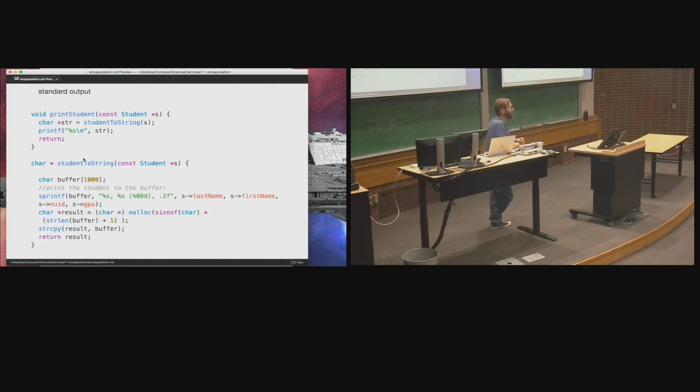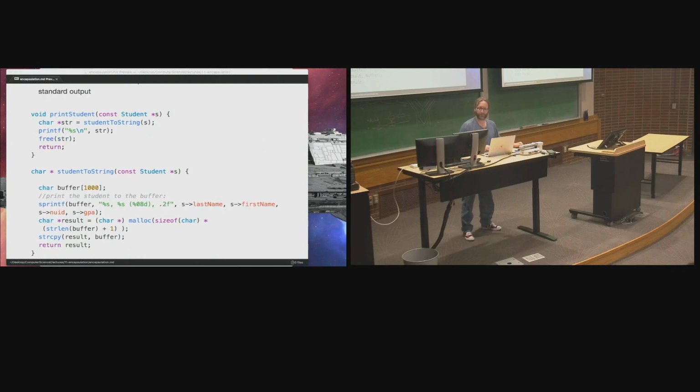Now there is an issue here. What about that string? Here's your student. You gave me a string. I print the string, and then I return. What happened to this string? It was dynamically allocated, right? str was created with malloc. So if I'm done using it, what should I do with it? I should free it. Right? So free str. There we go. Okay.